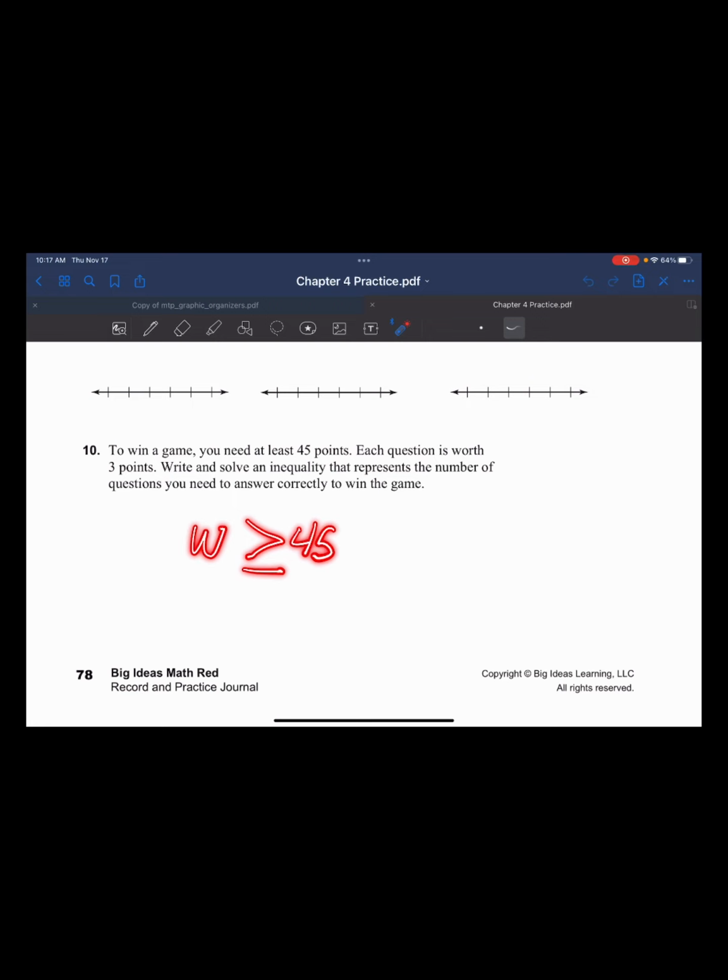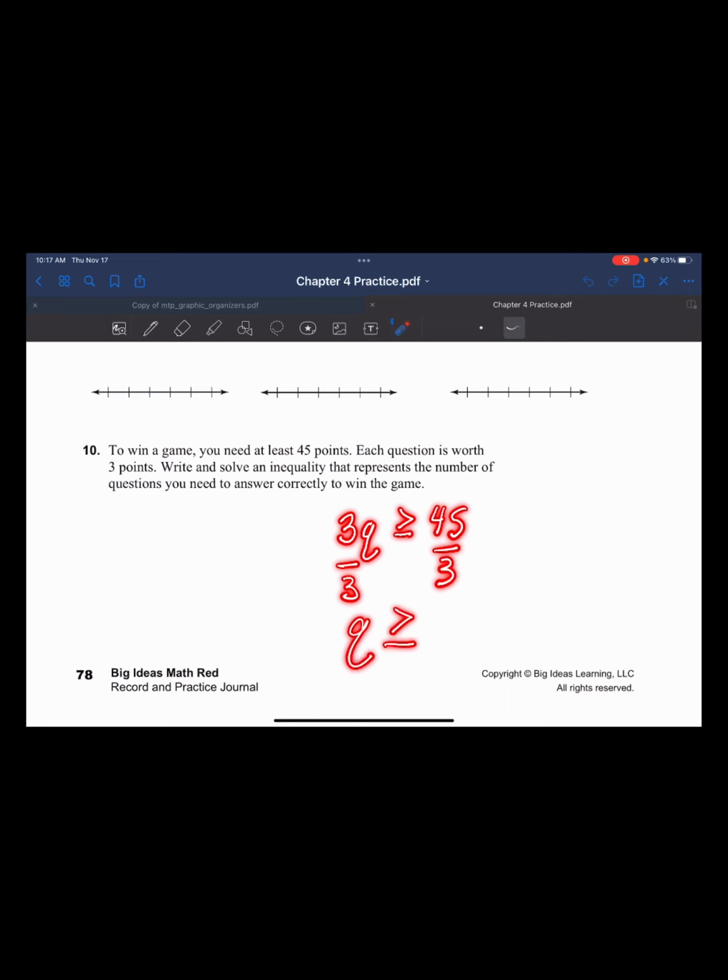So to win the game, you need 45 points. Each question is worth 3 points. So I think I need to put a 3 right here, 3 times my questions. I could rewrite it as this: 3 correct questions, so maybe 3Q, is going to be greater than or equal to 45. Now you just have to get Q by itself. You would divide each side by 3, and then you'll have Q is greater than or equal to whatever you get right here. That's how many questions you need to answer correctly to win the game.